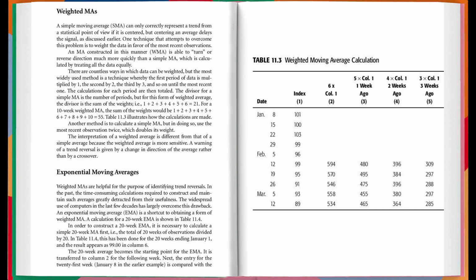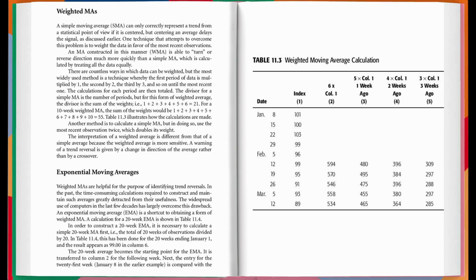There are countless ways in which data can be weighted, but the most widely used method is a technique whereby the first period of data is multiplied by 1, the second by 2, the third by 3, and so on until the most recent one. The calculations for each period are then totaled. The divisor for a simple MA is the number of periods, but for this form of weighted average, the divisor is the sum of the weights, i.e., 1 plus 2 plus 3 plus 4 plus 5 plus 6 equals 21.